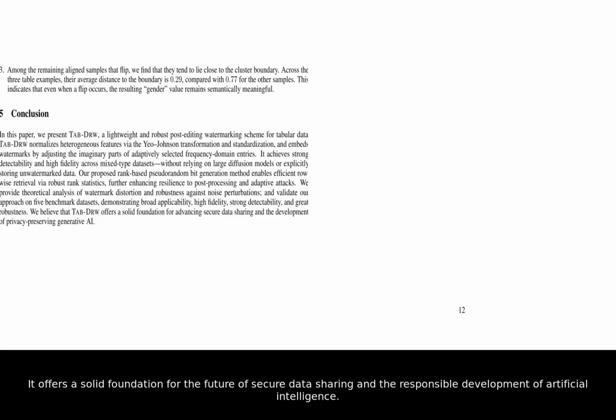It offers a solid foundation for the future of secure data sharing and the responsible development of artificial intelligence.